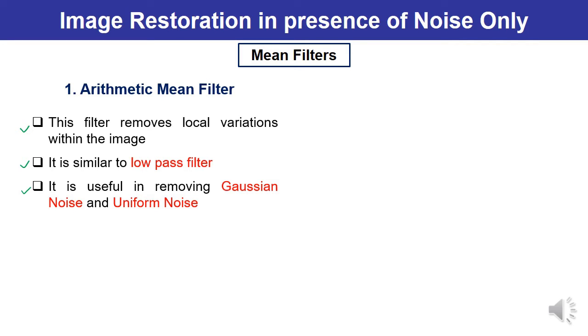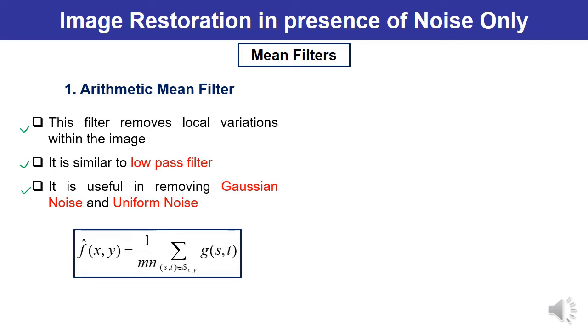Arithmetic mean filter can be represented as 1 upon mn, where m into n is the size of the window, times the summation of g(s,t). It is a kind of averaging filter. So this is how arithmetic mean filter can be represented.